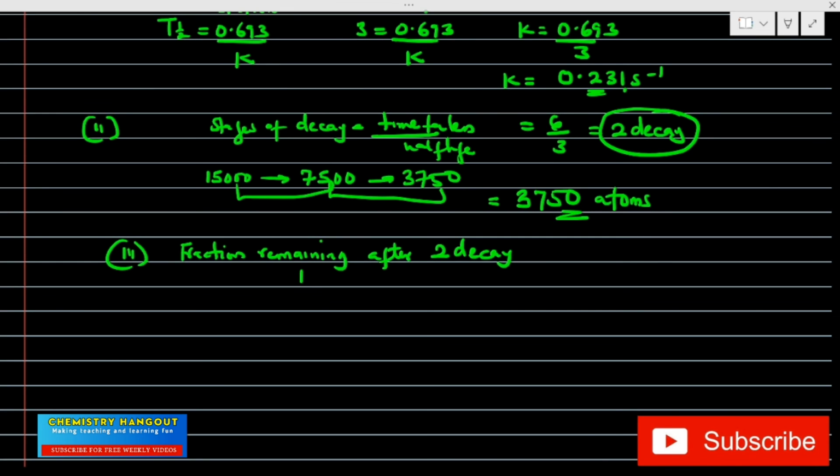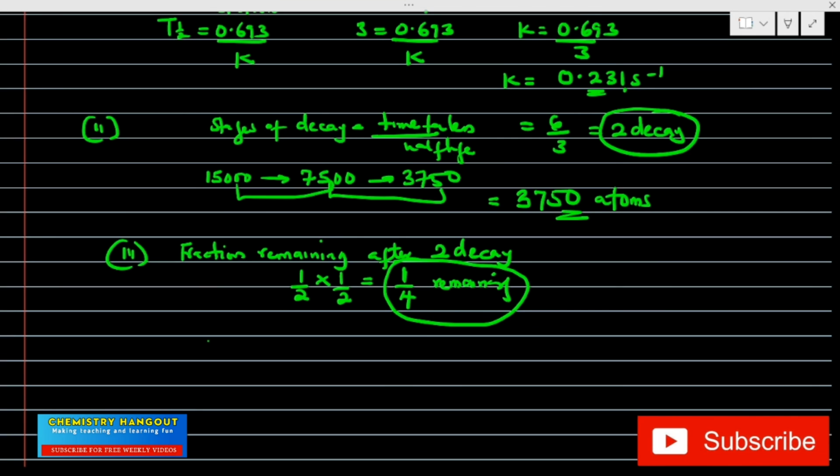That will be 1/2 times 1/2. And that will be what? 1/2 times 1/2 will be 1/4. So 1/4 is the one that is remaining. So what we are now looking for is the fraction of the atoms that has decayed. So this is the fraction of the atoms that is remaining, 1/4.